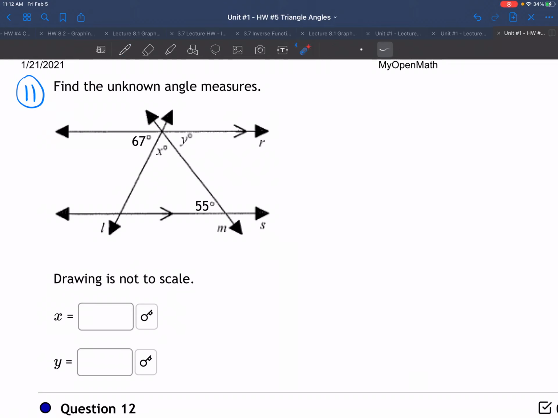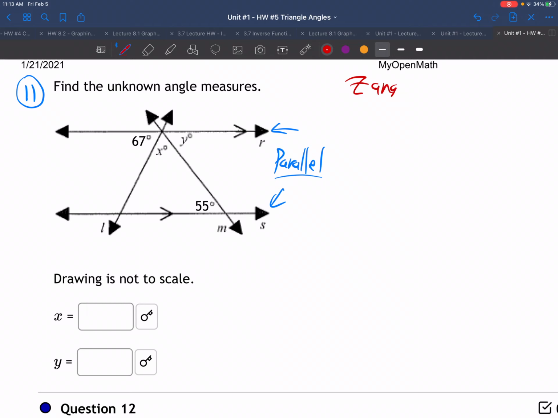Okay, here's an example in which we're trying to find the unknown angles. This is y, this is x, is what we want to find. Well, the first thing to notice is, see how we have two parallel lines? See how these lines are parallel? So whenever you see parallel lines, you know what you should think about? You should think about z angles.